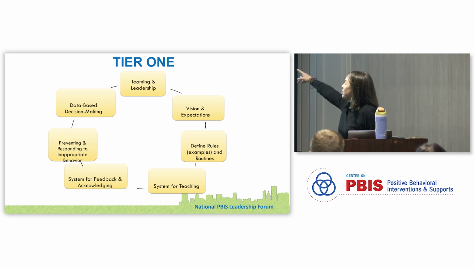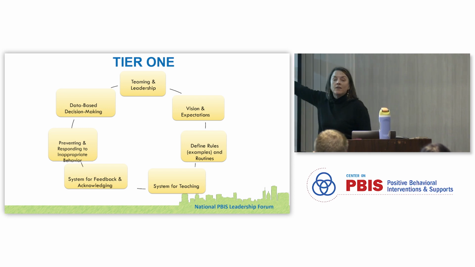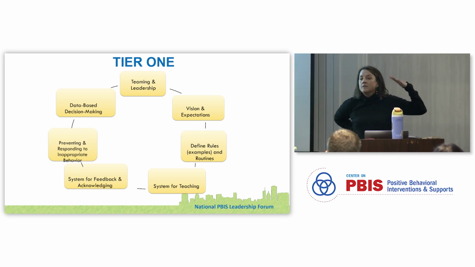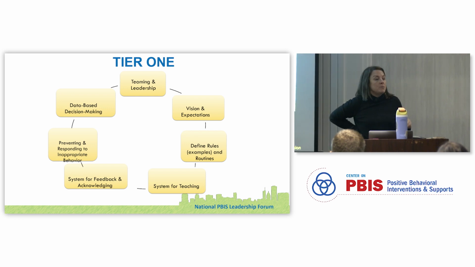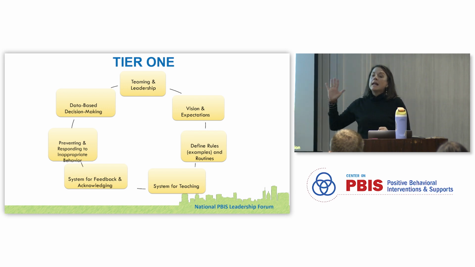So that's the other thing. We need to have a matrix. So I'm going to go with safe, respectful, responsible. We need to have a matrix that breaks down what safe, respectful, responsible, those are our 3 school-wide expectations for today, looks like. We need that broken down. What does that look like in the hallway? What does that look like in the bathroom? What does that look like in the cafeteria? And this is the part we miss in high schools a lot. What does that look like in the classroom?